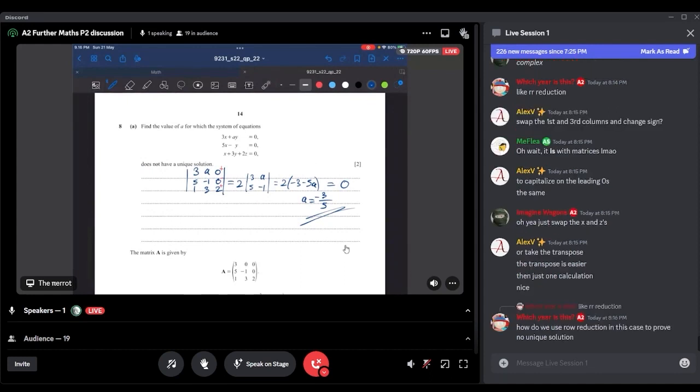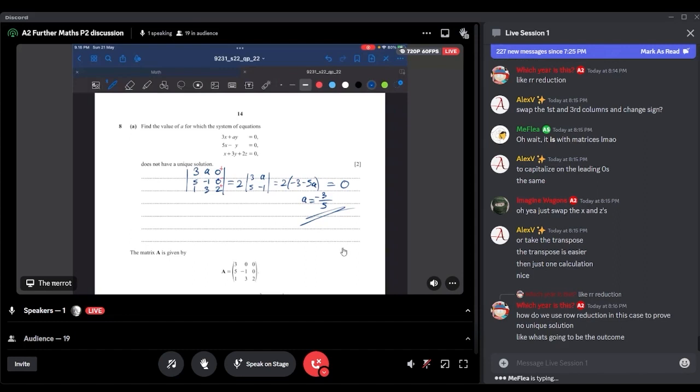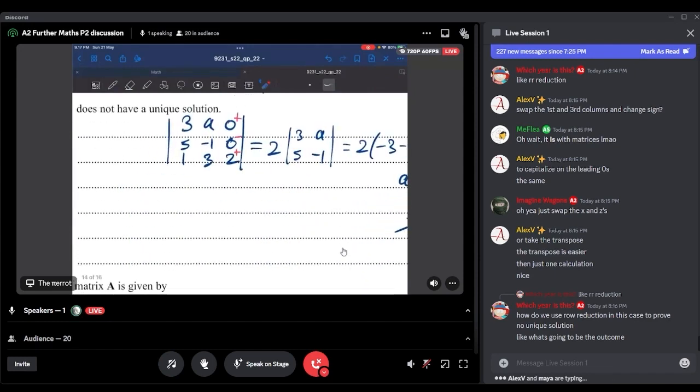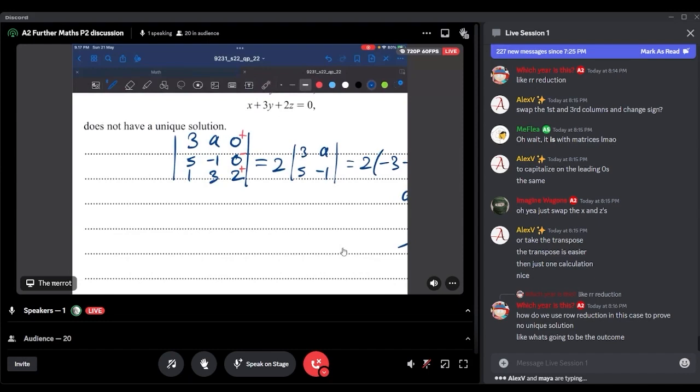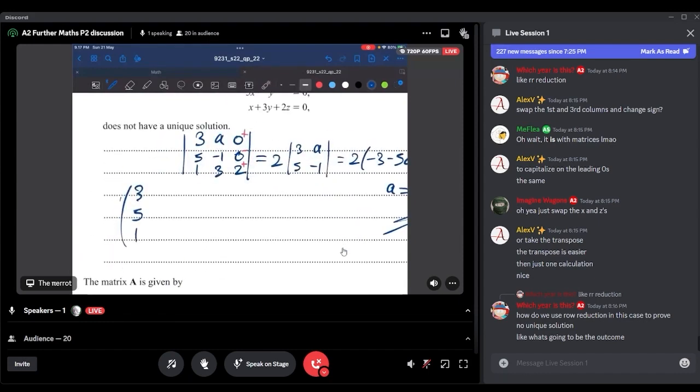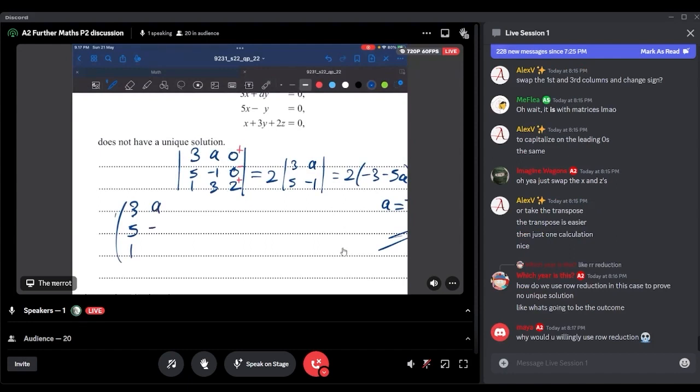How do you use row reduction? You basically just try to eliminate all the x's. The point of row reduction is basically, let me draw the augmented matrix first. 1, a, minus 1, 3, 0, 0, 2, 0, 0, 0.